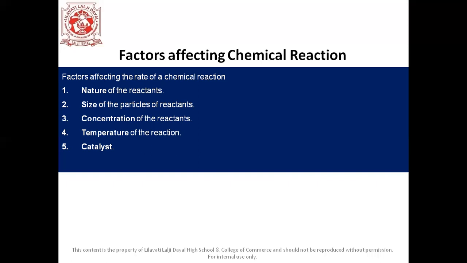The last factor, students, is the catalyst. The substance in whose presence the rate of a chemical reaction changes without causing any chemical change to itself is termed a catalyst. So these are the 5 factors that affect chemical reaction. First, nature of reactant. Second, size of the particle of reactant. Third, concentration of the reactant. Fourth, temperature of the reaction. And last one is catalyst.